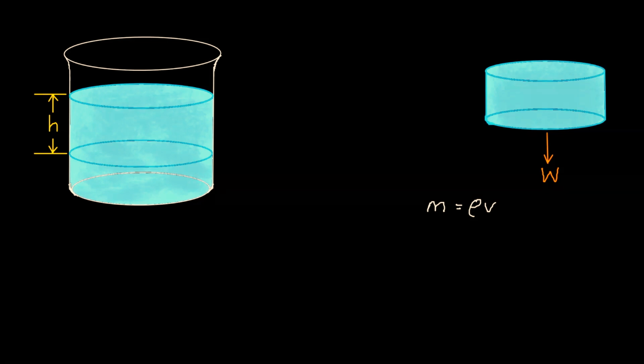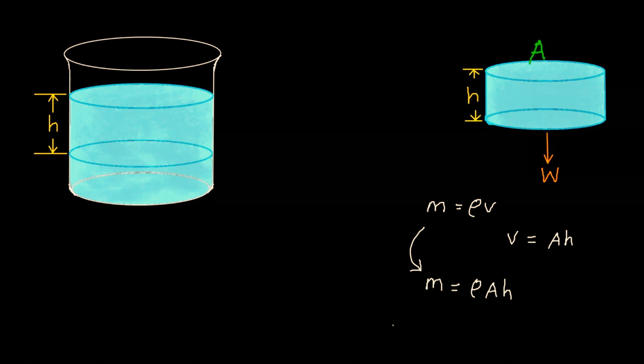The volume of this extra column of liquid can be written as the product of the cross-sectional area of the vessel and the height h. So the mass of this extra amount of liquid is equal to the density of the liquid multiplied by the cross-sectional area of the vessel multiplied by the height h, which gives us rho A h. And its weight would simply be the mass multiplied by the acceleration due to gravity, g.